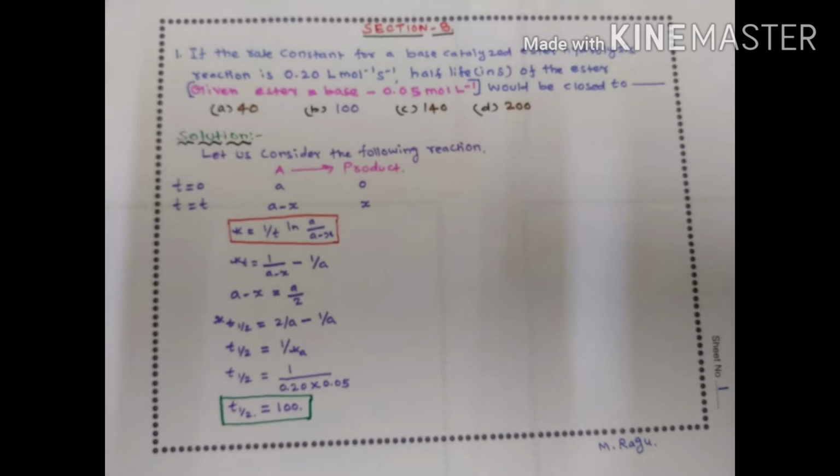T half means half-life period. K T half is equal to 2 by A minus 1 by A. T half is equal to 1 divided by K A. T half is equal to 1 divided by 0.20 into 0.05. 0.20 is the ester hydrolysis base rate constant and 0.05 is the given data. T half is equal to 100. Answer is option B.